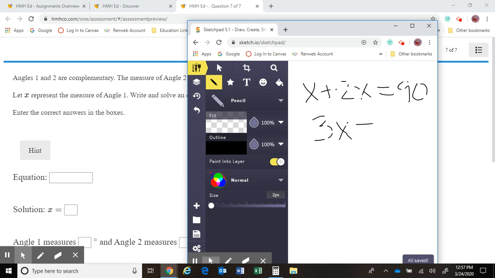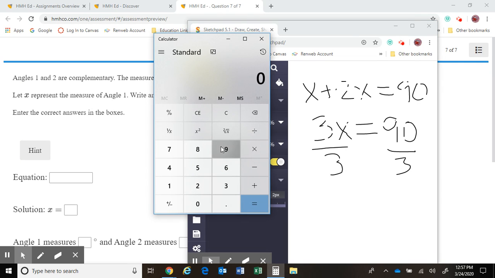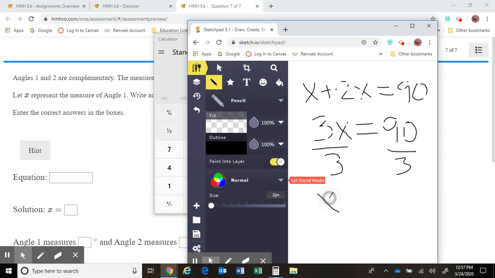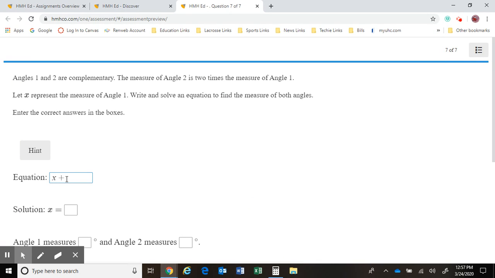So 3x equals 90. All right, then I divide both sides by the coefficient of x, which is 3. 90 divided by 3, that is 30. So x equals 30. All right, so let's write in our equation: x plus 2x equals 90. And of course, x equals 30.